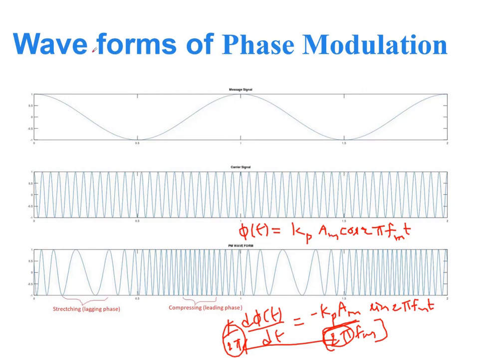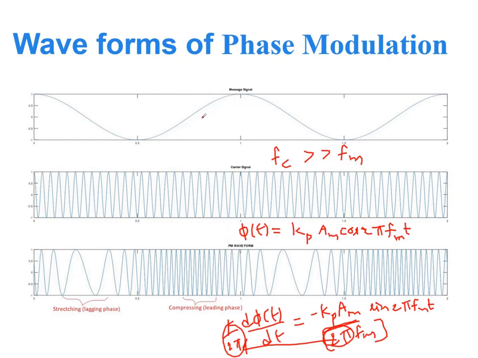Now here if you observe the waveforms of the phase modulation, plot 1 is a message signal, the plot 2 is a carrier signal. Obviously you know carrier frequency should be far greater than the message frequency. That's why you can observe the time period of the carrier is very low compared to the time period of the message. Now I have used GNU Octave software for the simulations.